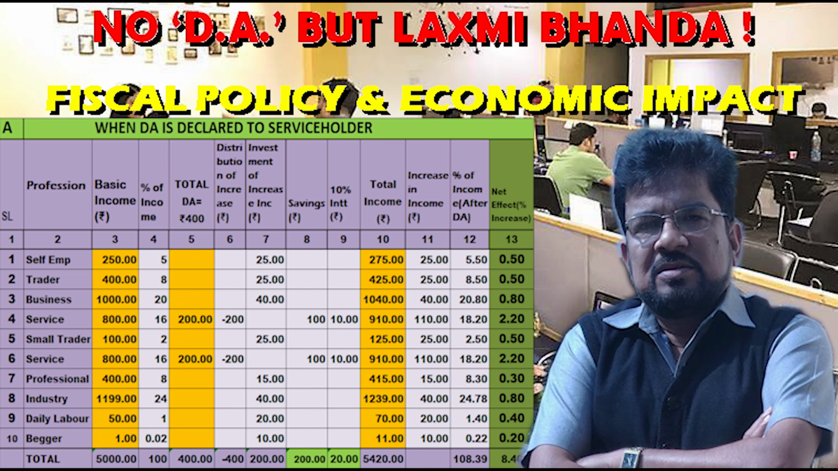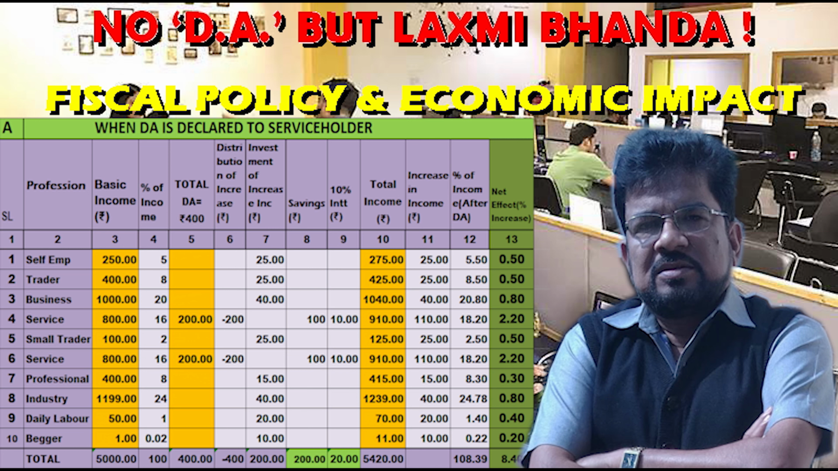Now the total income comes as shown in column 10. Therefore, self-employed income will be 275. Before it was 250. Likewise the trader income will be 425. The businessman's income will be 140. Serviceman's income will be 910. Small traders 125. Service 910. Professional 415. Industrialist 1239. Daily labor's income will be 70, and beggar's income will be 11. And now you can see that total income has come to 5420.